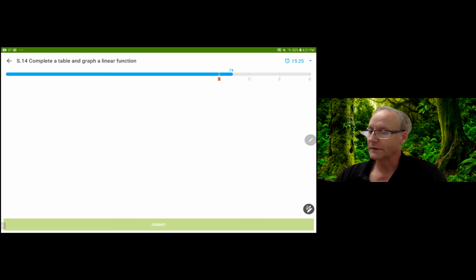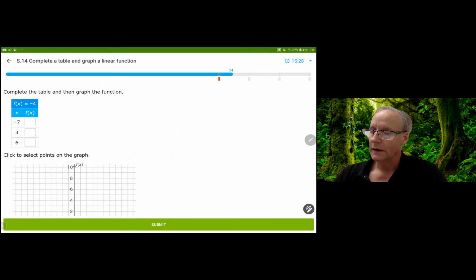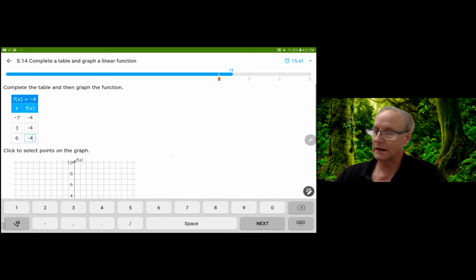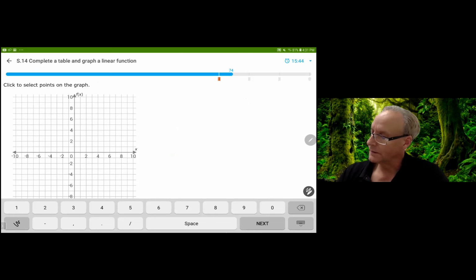And let's do another one. Oh, f of x is equal to -4. So this is, again, a constant function. It looks like we have a -4, a -4, and a -4. And hopefully you know this is a horizontal line right here, where y is always -4. It doesn't matter where I go.